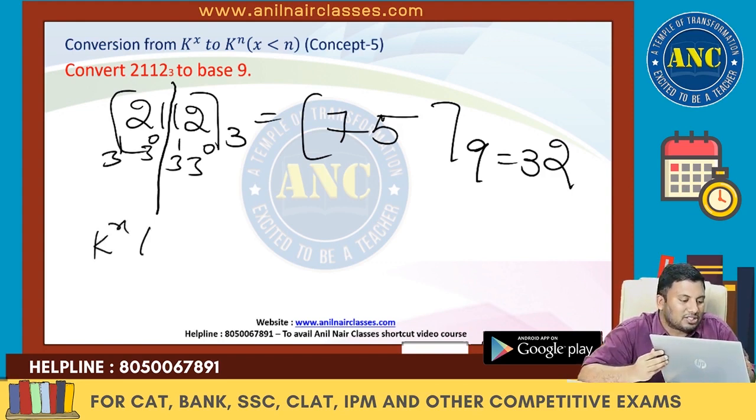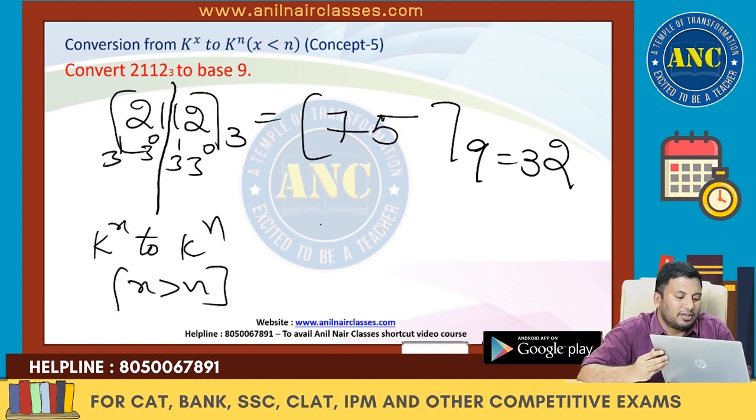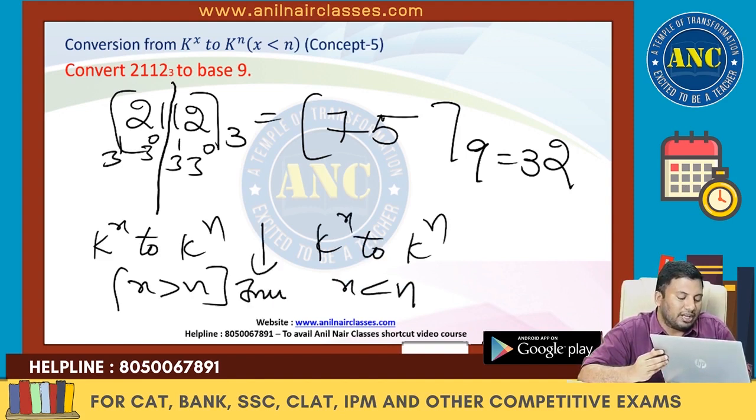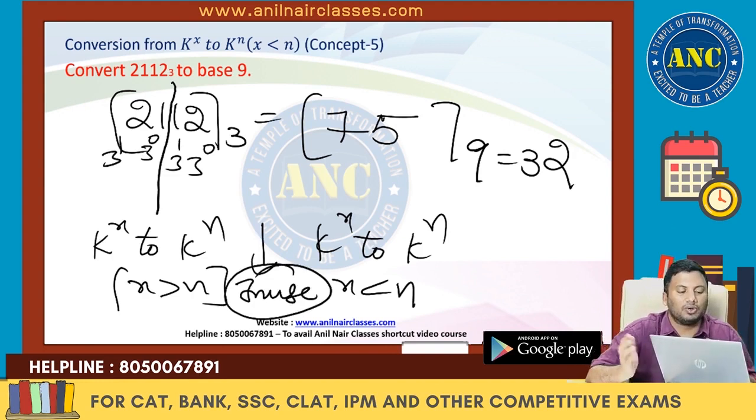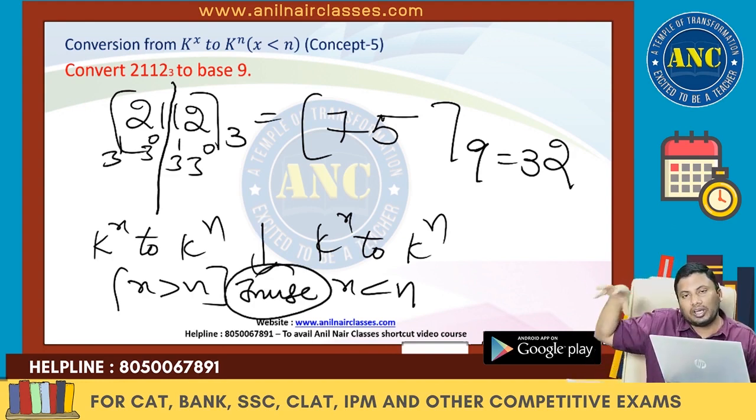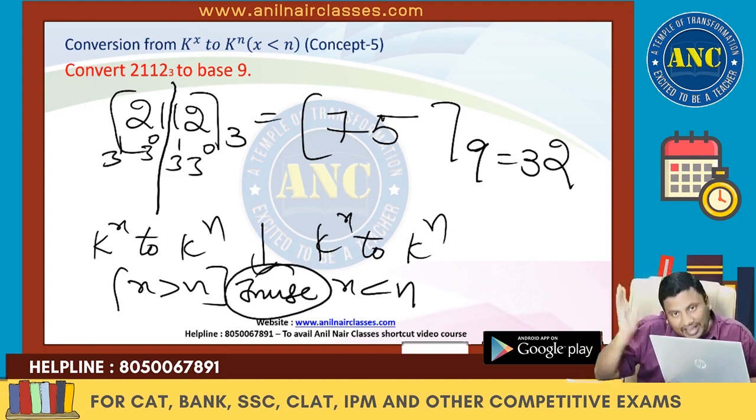K power x to k power n, x greater than n; k power x to k power n, x less than n, inverse, do the reverse. There I took a group of 2 digits. Here take a group of 2 digits and solve it.